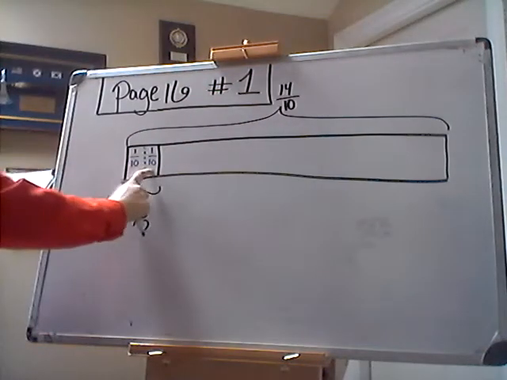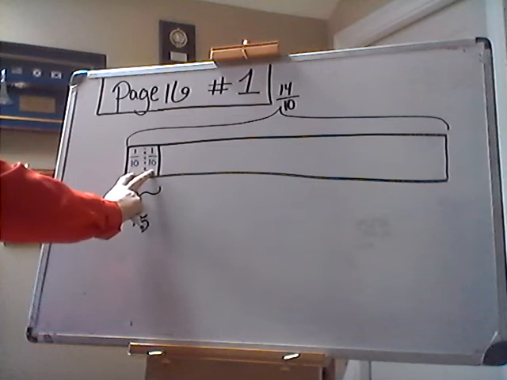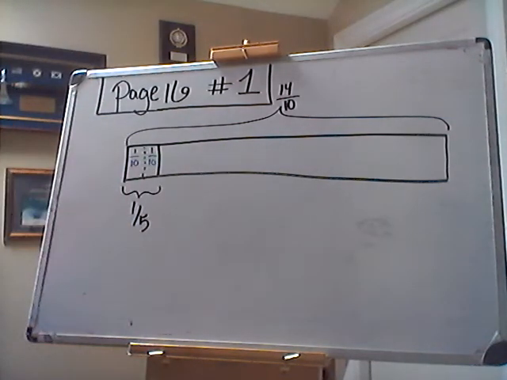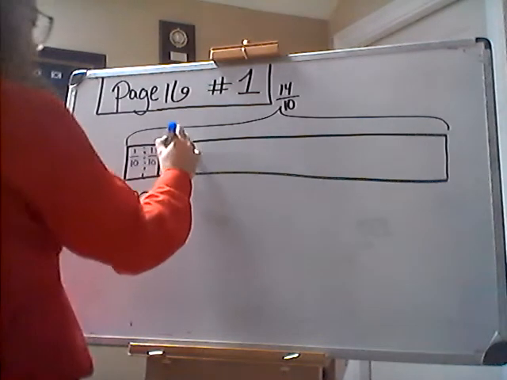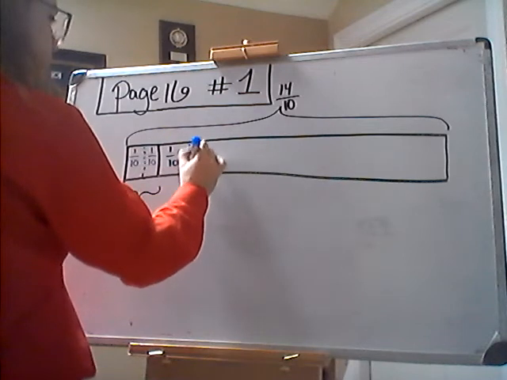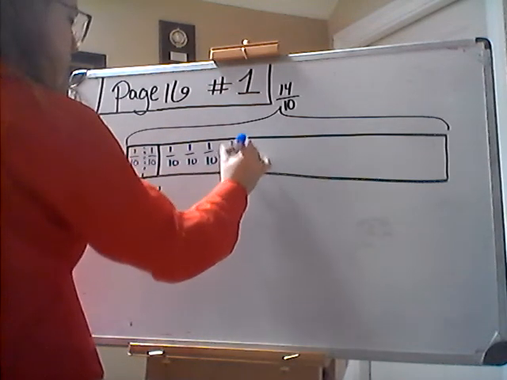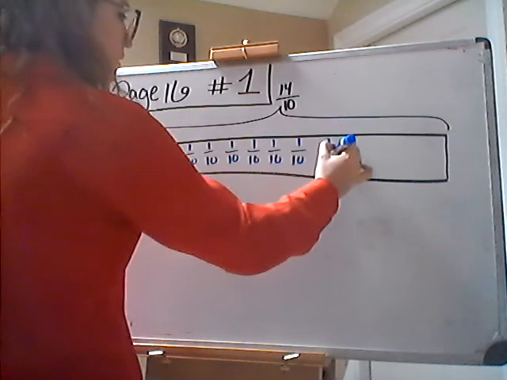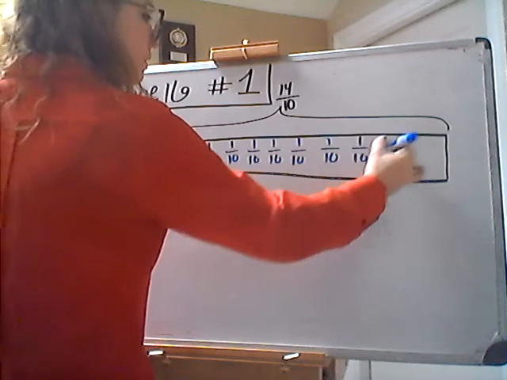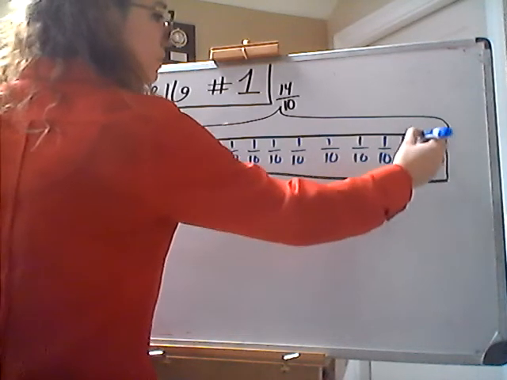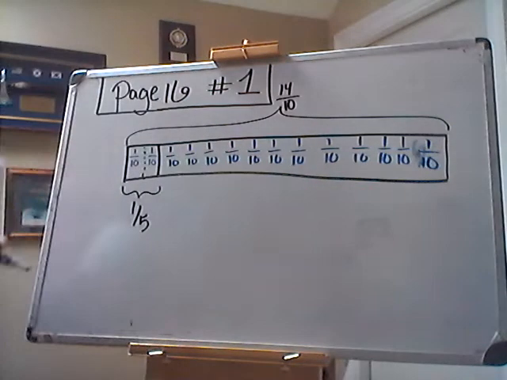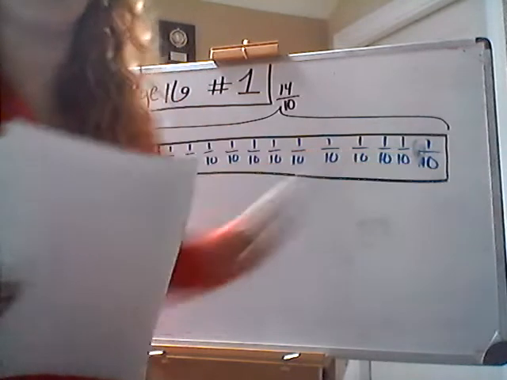So you need 14 of these. Well, every pair of them makes a 1/5, right? So we need 14 of these. 1, 2, 3, 4, 5, 6, 7, 8, 9, 10, 11, 12, oh no, I'm running out of room, 13. Oh, perfect, 14. So I've modeled 14/10.